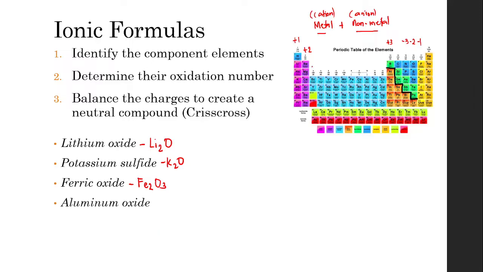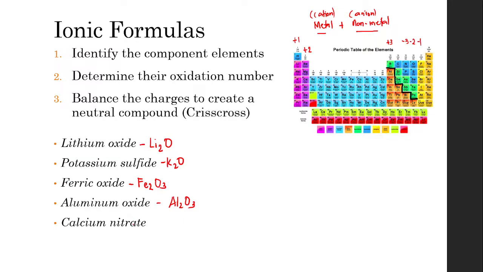Aluminum oxide: aluminum is found at +3. Oxide is -2. So using the crisscross method, you would have Al2O3. So that is how you would write the ionic formulas. As you can see, we've been using monoatomic ions so far. What if we have polyatomic ions?